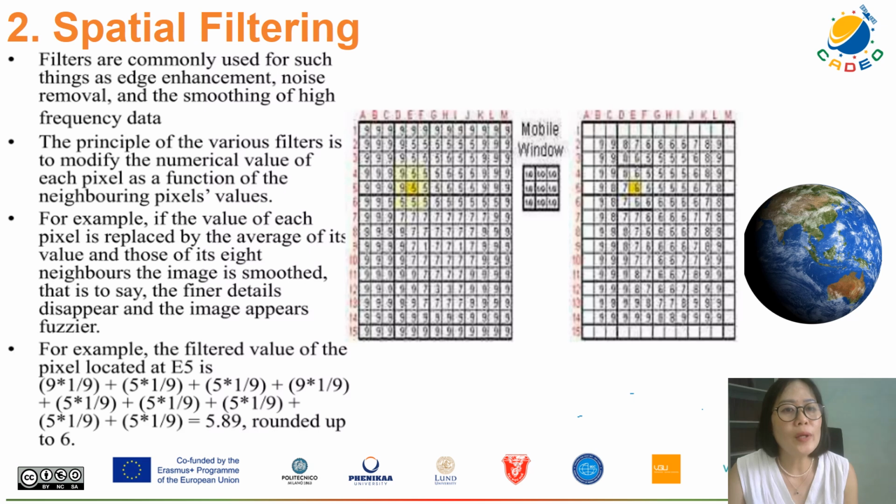And filters are commonly used for such things as edge enhancement, noise removal, and the smoothing of high frequency data. The principle of the various filters is to modify the numerical value of each pixel as a function of the neighboring pixel values. For example, if the value of each pixel is replaced by the average of its value and those of its 8 neighbors, the image is smoothed. That is to say, the finer detail disappears and the image appears fuzzier. For example, the filtered value of the pixel located at E5 is equal to 5.89 and could be rounded up to 6.